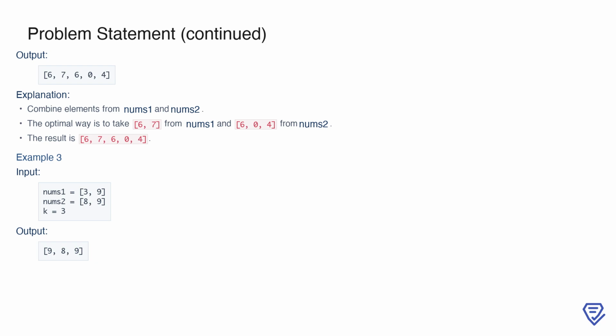Once again, the relative order of elements from each array is preserved in the result. For instance, in nums1, 6 comes before 7, and in nums2, 6 comes before 0, which comes before 4. This example demonstrates how, in some cases, using all elements from both arrays can yield the optimal solution. Let's take a look at one more example to further illustrate this concept.